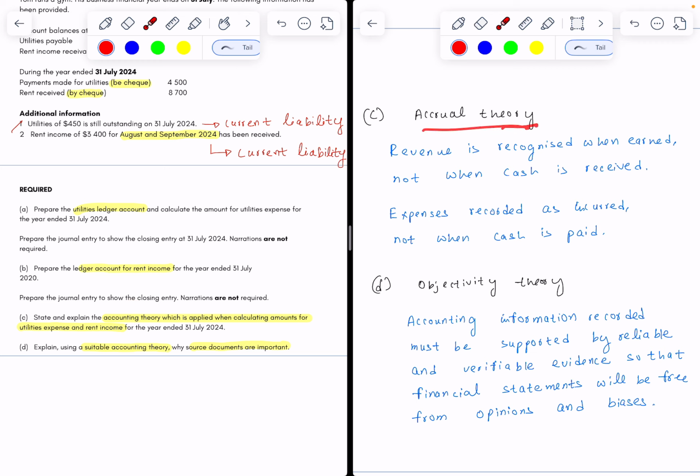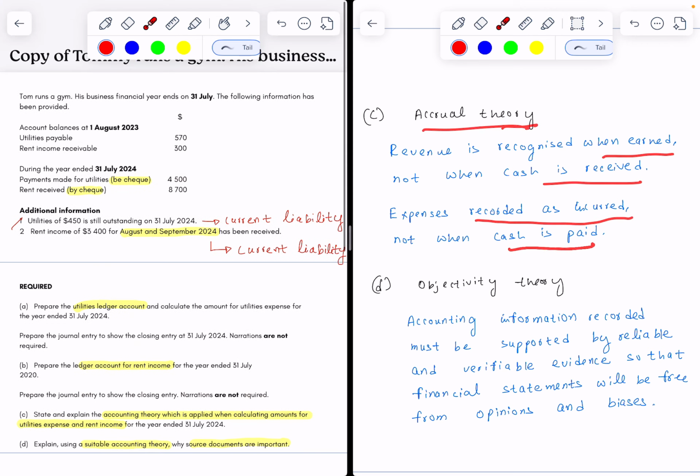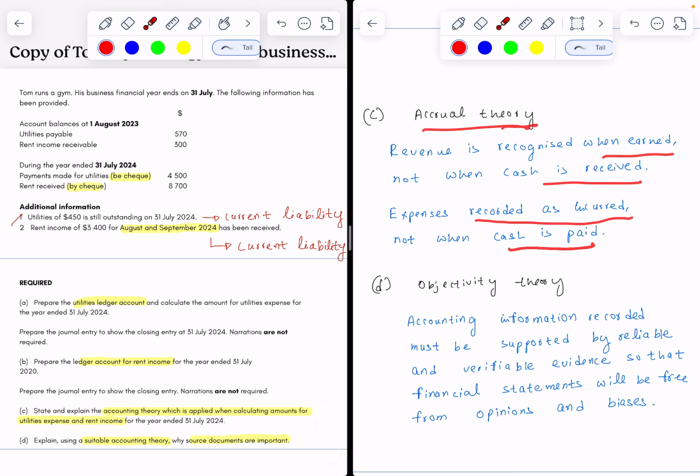Now, the accrual theory states that revenue is recognized when earned, not when cash is received. And expenses are recorded as incurred, not when cash is paid. If we refer this to our question, expenses are recorded as incurred, not when cash is paid. For example, you can understand the utilities of $450 at 31 July 2024, which was the current liability. We recorded this as part of our expenses, but we haven't paid cash yet for this amount, right?